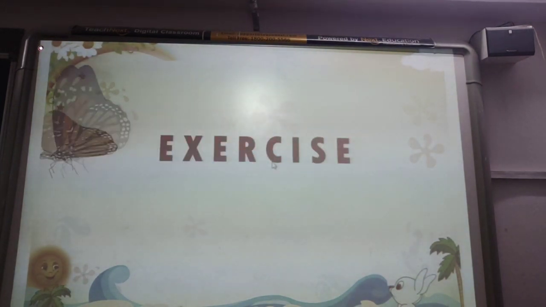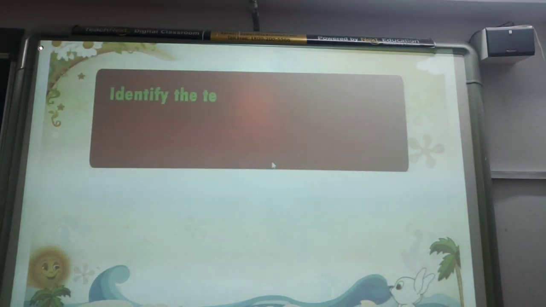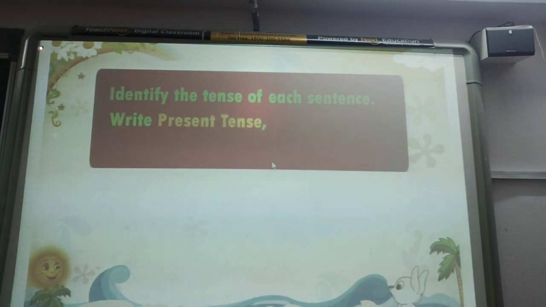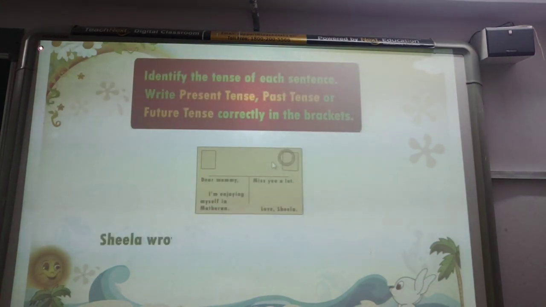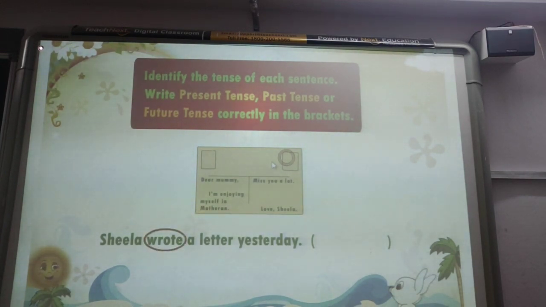To know more about the tenses, let us do an exercise. Look at the sentences. Identify the tense of each sentence. Write present tense, past tense or future tense correctly in the brackets. Sheila wrote a letter yesterday. The time shown by the verb wrote is yesterday. It is past time. So we write past tense in the brackets.